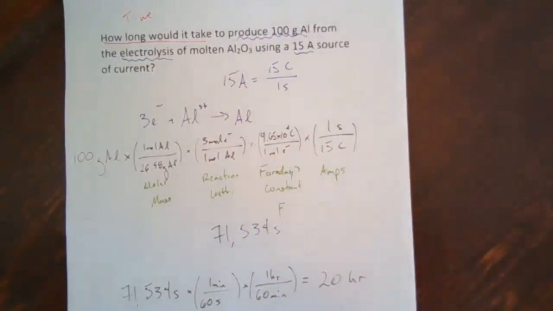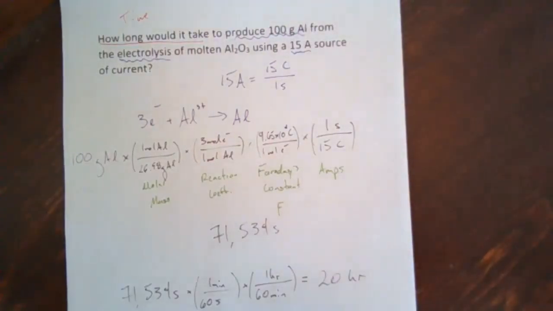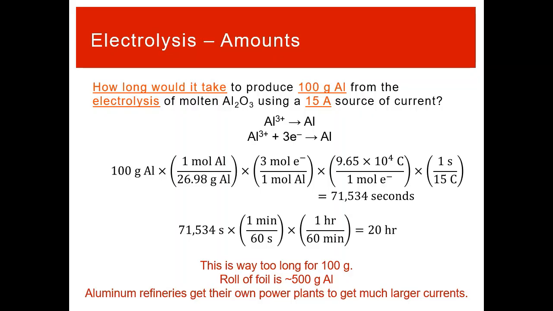It takes a while to do this process to get 100 grams of aluminum with 15 amps of current. I'll talk a little bit about these numbers. When I was writing the question, I just picked a random number for the 100 grams of aluminum. To give you some context, a roll of aluminum foil you'd buy at the grocery store is about 500 grams. So 100 grams of aluminum is not a ton of aluminum, especially if you're a company trying to sell aluminum.